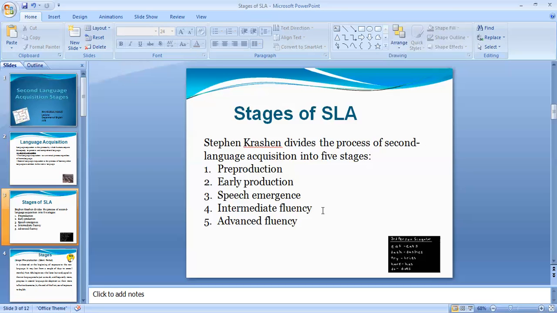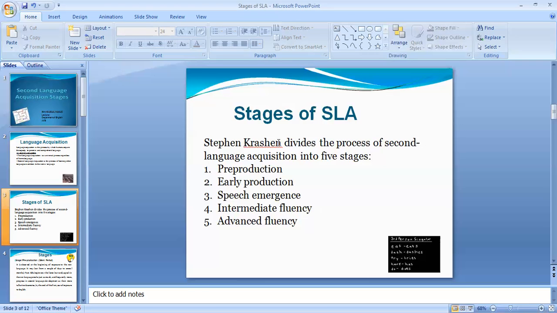So here you see that Stephen Krashen divides the process of second language acquisition into 5 stages. The first one, the pre-production stage. Second, early production stage. Number 3, speech emergence stage. Fourth, intermediate fluency. Number 5, and the final one, advanced fluency stage.